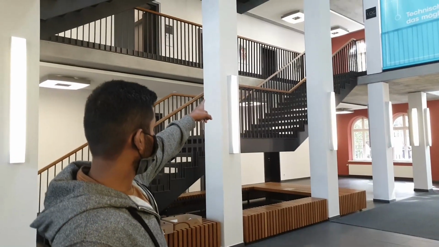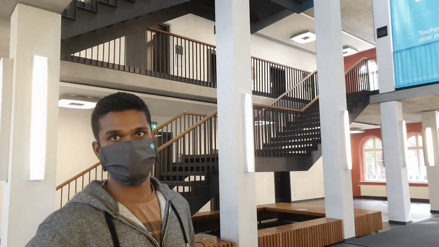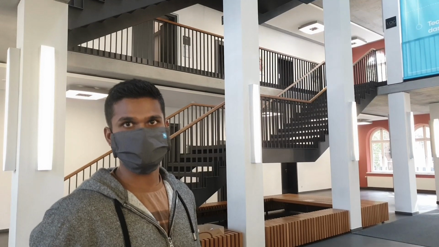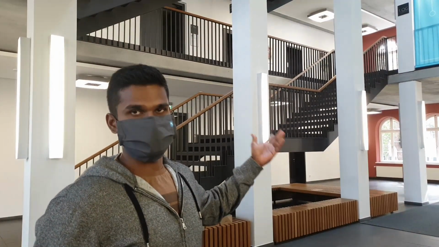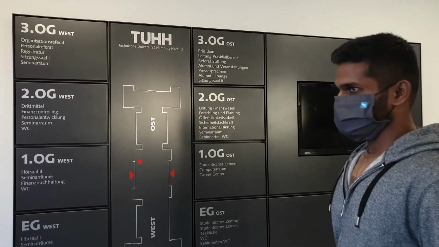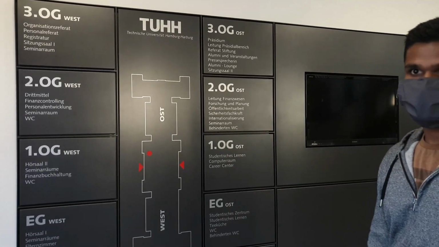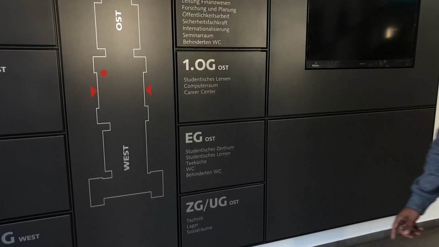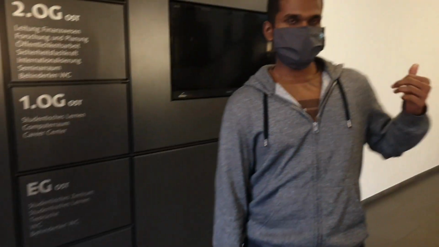So we also have a computer lab over there. So like we used to have GIS laboratory in our first semester. So whenever we have free time, we used to come here and practice our GIS software. This gives the overview of the entire building, what rooms are there in each floor. So we are at the Erdgeschoss, which is ground floor. So now I'll show you the study rooms.